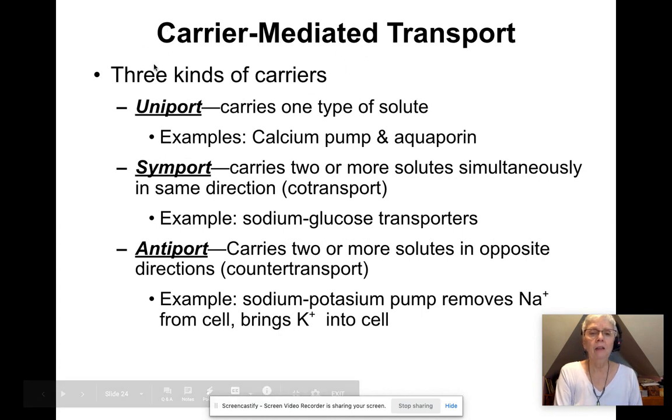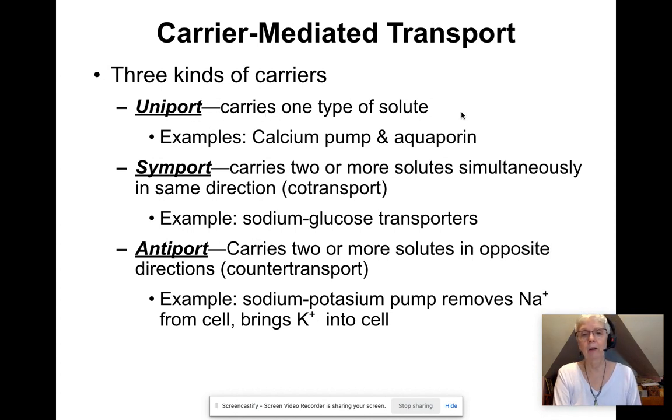So the three kinds of carrier proteins are uniport, symport, and antiport. With uniport, you can only carry one type of solute. That's it. It's very specific. So we see this in aquaporins because it only carries water across. With a symport, you can carry two or more solutes at the same time. So a sodium-glucose transporter is an example of this, where you bring both sodium and glucose in at the same time or take them out of a cell at the same time.